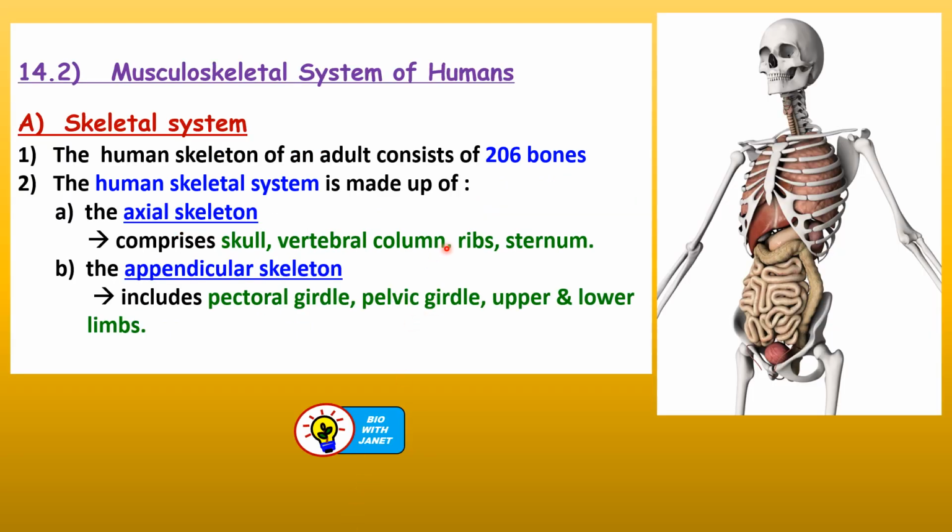The skeletal system of humans. So the human skeleton of an adult consists of 206 bones. And the human skeletal system can be divided into two parts. The axial skeleton, which comprises the skull, vertebral column, ribs, and sternum, also known as the breastbone, and the appendicular skeleton, namely the pectoral girdle, pelvic girdle, and the bones of the upper and lower limbs.